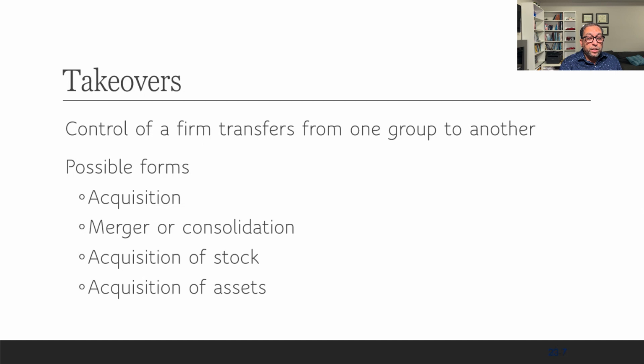Possible forms of a takeover are acquisition, mergers or consolidation, acquisition of stocks, or acquisition of assets. It's also possible that you gradually buy the assets of a firm and suddenly you say, okay, we own this much of the assets of this firm. So technically we are the owners of this firm. But that is possible in a situation where the firms are owned by a single family or very few people, not publicly traded firms.